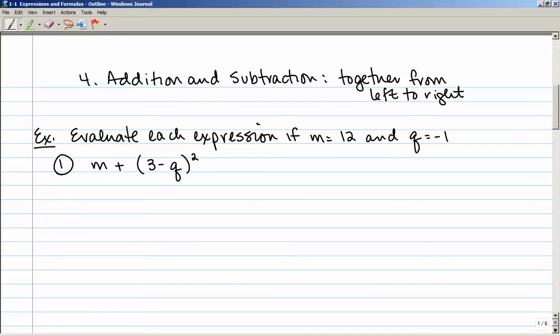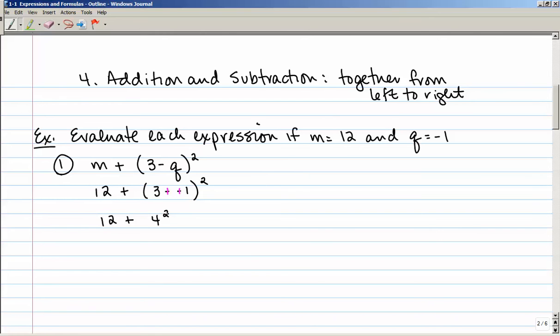So let's take a look at a few examples here. I'm going to evaluate each expression if m is equal to 12 and q is equal to -1. So my first step is to plug in 12 for m and -1 for q. So that's going to give me 12 plus 3 minus a -1 squared. Now, order of operations says I deal with what's inside the parentheses first. Inside the parentheses I have 3 minus a -1. Remember that minus a -1 is the same thing as adding a positive. So that's going to give me 12 plus 4 squared.